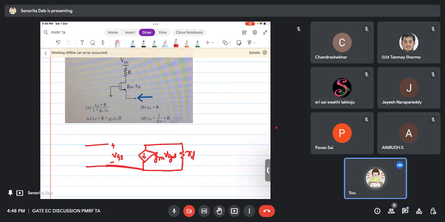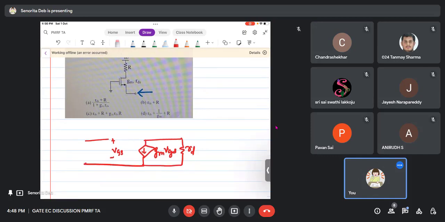Okay, small signal model. This is not grounded, right? What is grounded is this one. This is ground. And you have to find it from here.